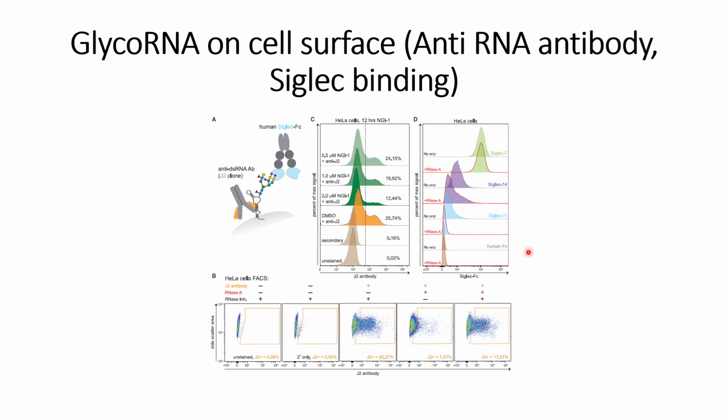So from these figures, overall they substantiate their point that GlycoRNA are present on the cell surface and they are processed via the asparagine-linked glycosylation pathway. If you need to read this whole paper in detail, you can go through the reference provided in the description. It also includes some supplementary figures that I have not discussed in this GlycoRNA discussion. So that's all for this video.